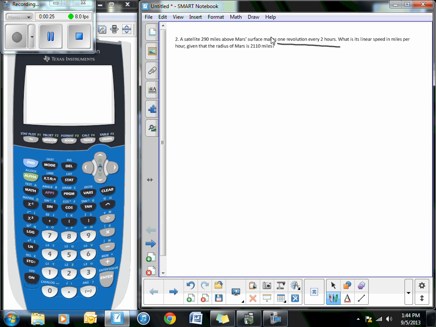So right now, the one thing that strikes me right away is here. We've got 1 revolution every 2 hours. So I know I've got 1 revolution for 2 hours. That's that revolution speed we talked about in class. And the best thing to do with the revolution speed is get it out of revolution, and we want to get it into that angular speed.